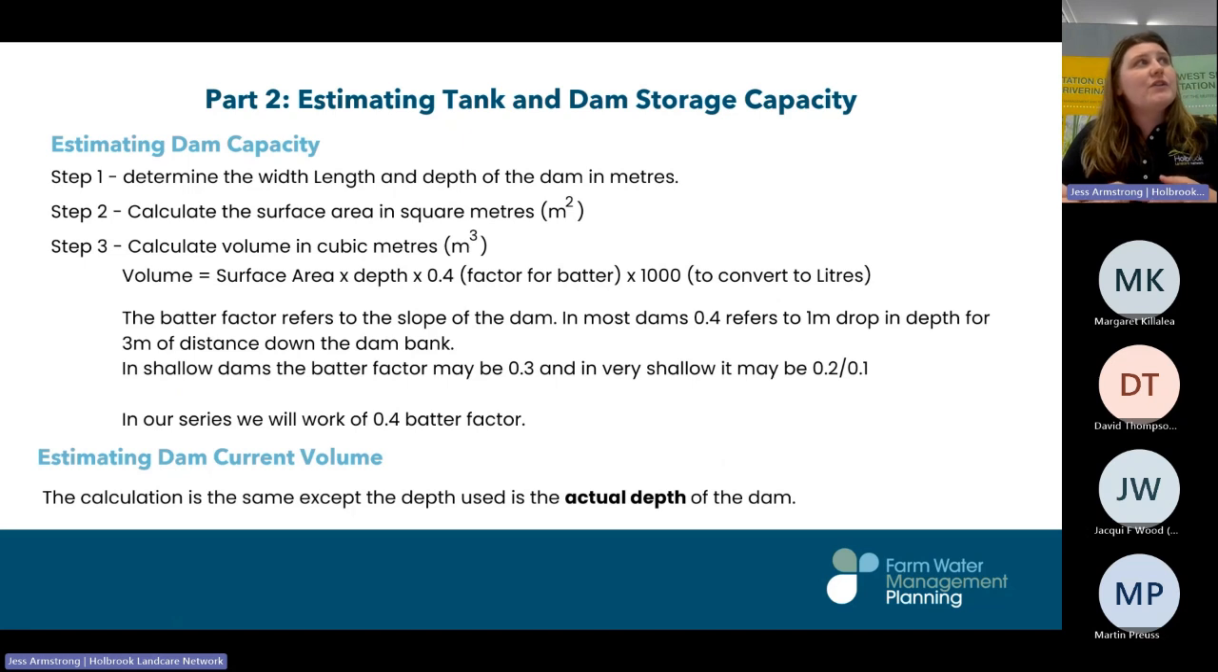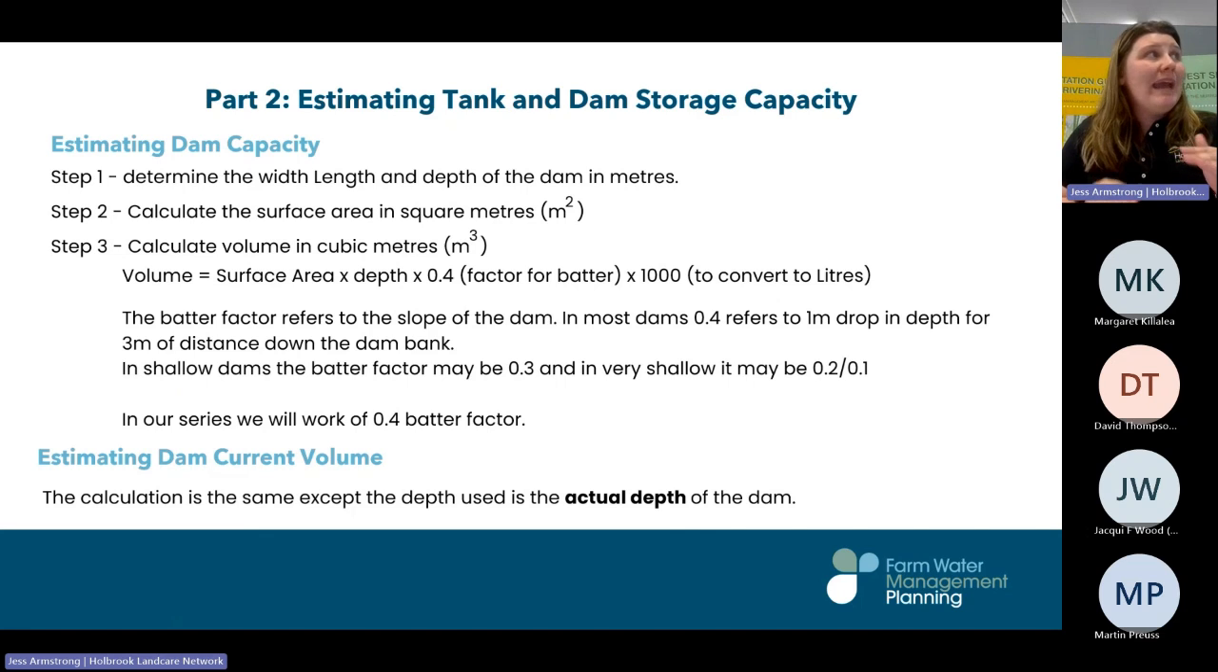Now, the batter factor refers to the slope of the dam. In most dams, 0.4 refers to a 1 meter drop in depth for every 3 meters of distance down the dam bank. In shallower dams, the batter factor may be less than that. It might be 0.3, and in very shallow dams, it might be 0.2 or 0.1. If anyone has any questions about that, we can answer them. I do have David Thompson online who can have a chat about that. But for now, if everyone's okay with us just working off 0.4 as the batter factor for this equation, we're going to do that and move forward.